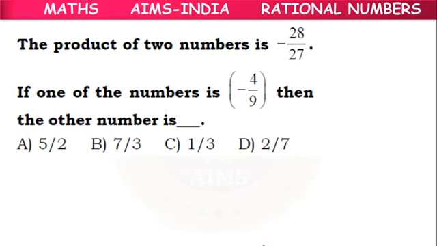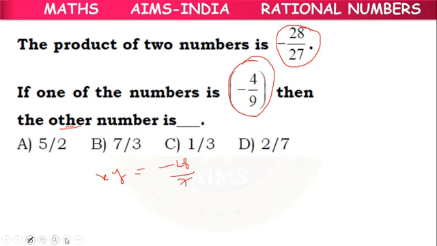Next. The product of two numbers is given. If one of the numbers is minus 4 by 9, then what is the other number? Let the numbers be x and y. Their product is equal to minus 28 by 7. But they told us one number is minus 4 by 9. So in the place of x, we can keep minus 4 by 9. Y value we have to find out. Y we will keep like that only. Minus 28 by 7 is the result.